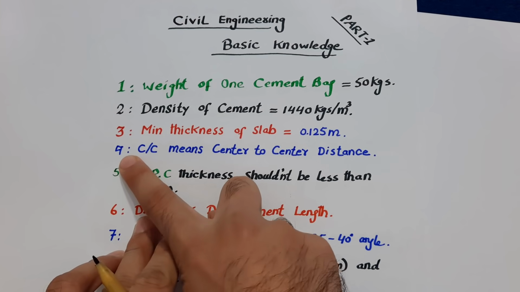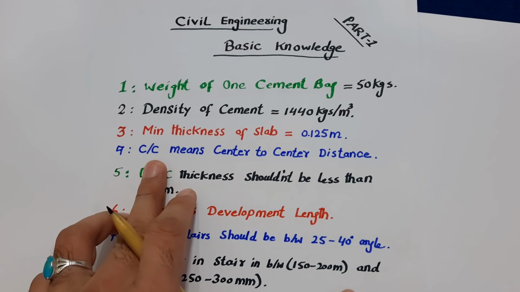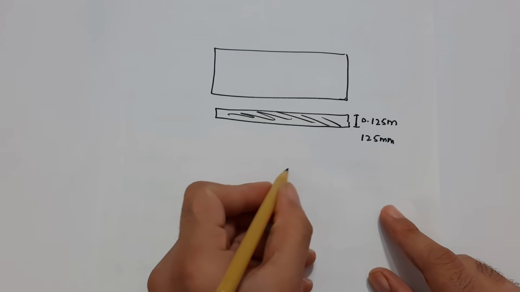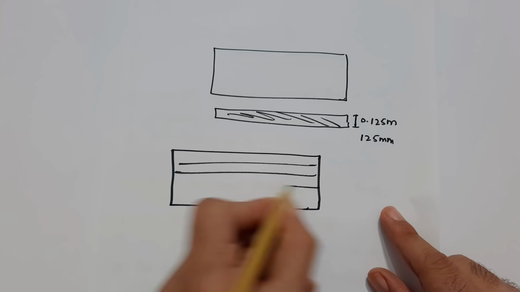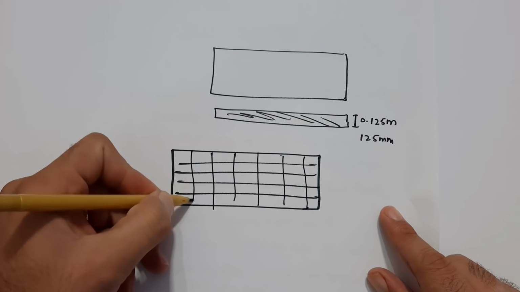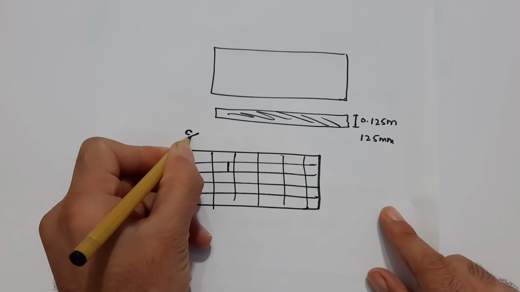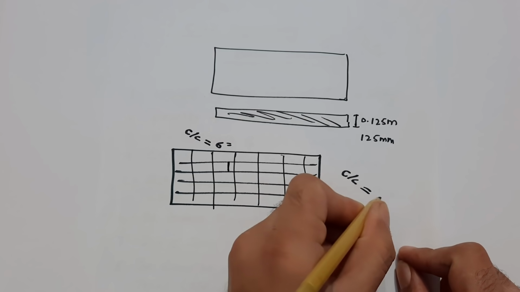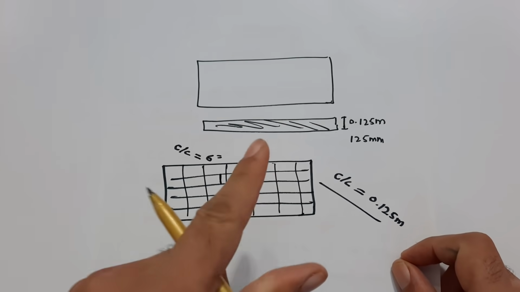Next, guys, the fourth one is C/C, which means center to center distance. C/C we especially use in structure design for the slab or for any RCC members. Like, guys, you can see this is a slab, so we are providing main bars and distribution bars. These are distribution bars and these are main bars. The space between two steel rods we can say C/C, for example 6 inches, or C/C is equal to 0.125 meter, etc. So it means spacing between two steel rods.